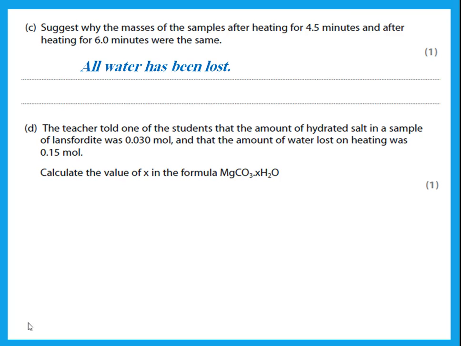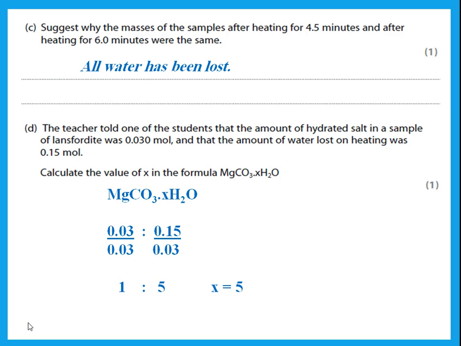The teacher told one of the students that the amount of hydrated salt in a sample was 0.03 mole and that the amount of water lost was 0.15 mole. So he already gives me the number of moles of each, and I just do it as if I'm trying to get the empirical formula. I divide by the smallest to get the simplest ratio, and the x comes out to be 5. Do you understand this?